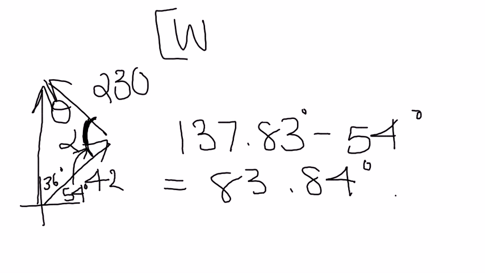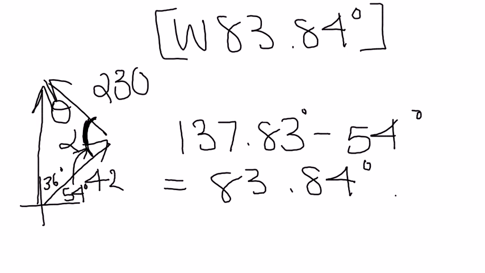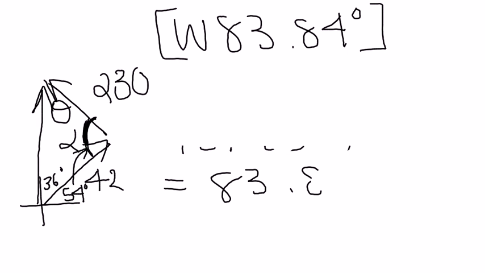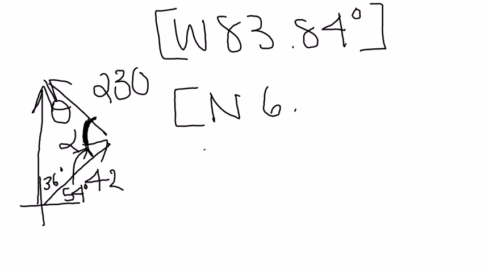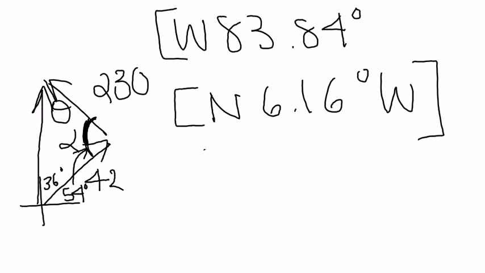So you could write that as west 83.84 degrees, or as it says in the textbook, north 6.16 degrees west. This should be west 83.84 degrees north. So that's part A.